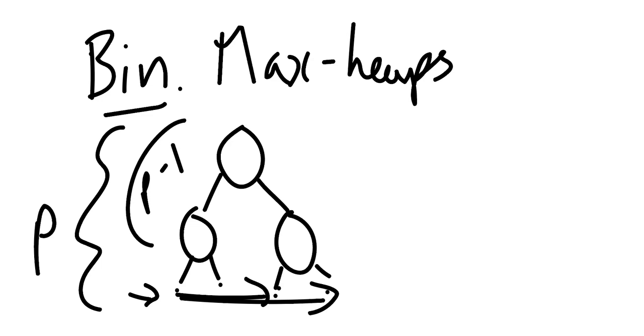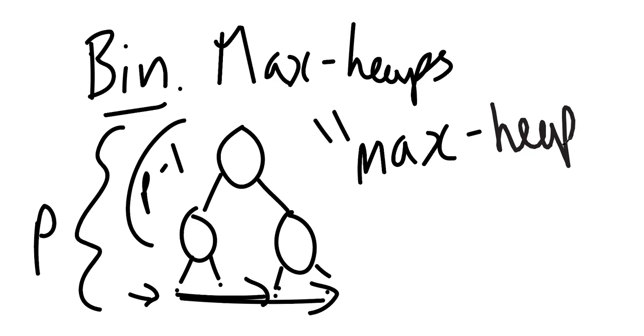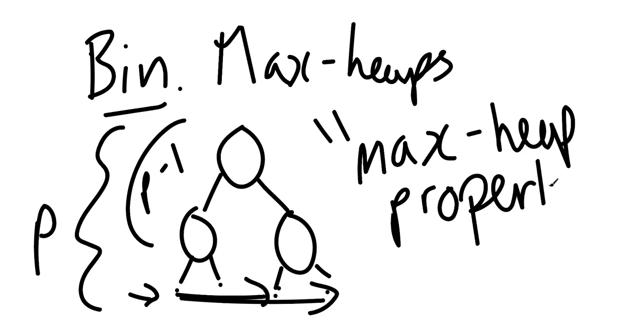But how is that any different from a binary tree? Well, this binary tree is going to be special in that it'll have a max heap property. So this max heap property is going to say something about how the priority of a parent's child is relative to the parent.